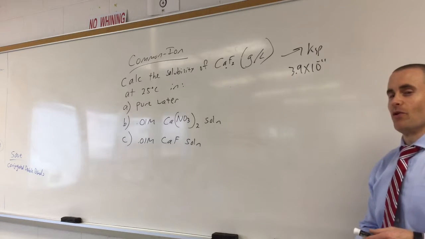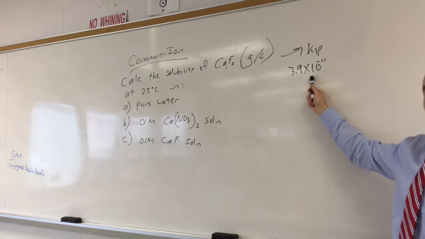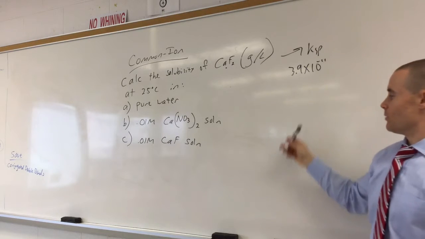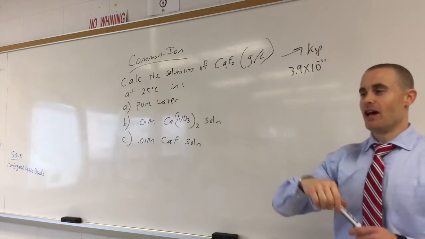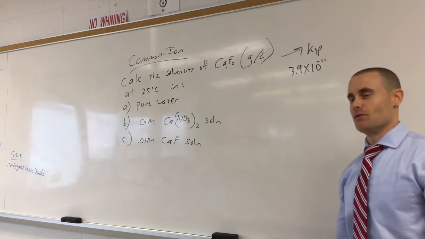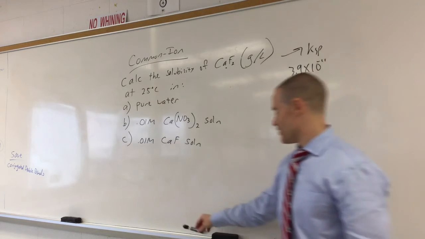I'm going to say one more thing and let you go. Is this number really small? Yes. So you're going to have a weird number in your ICE table. You can ignore one of the x's because that's so small. Remember I told you that last week? We'll see how you get.